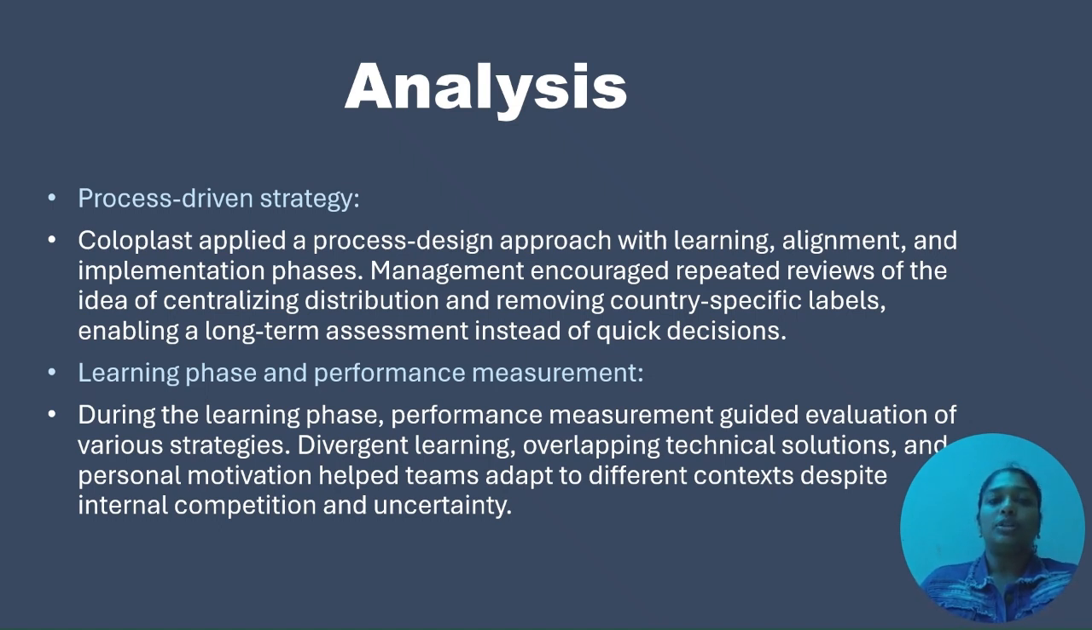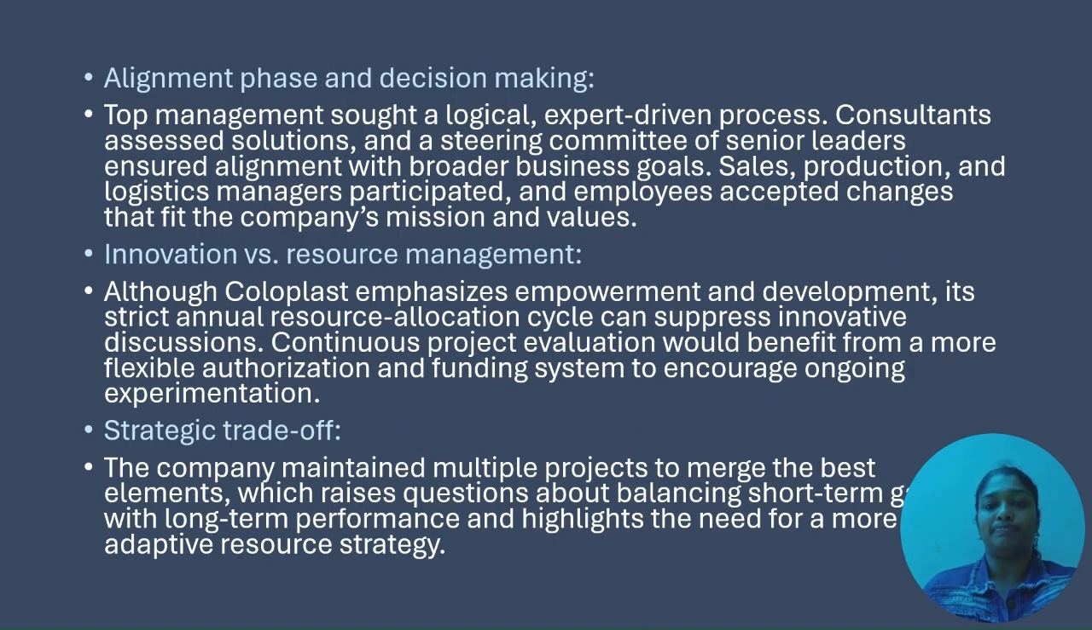Coloplast allowed multiple reviews of ideas over time, supporting long-term evaluation. And the divergent learning helped to test and improve alternative strategies across organizational levels. Performance measurement highlighted the benefits of decoupling production and packaging. Then alignment was ensured by top management, steering committees, and board approval. Strategic direction was accepted as long as it fit the company's perspectives and values. And also cross-functional involvement, including logistics, production, and sales, was key to consistency and commitment.